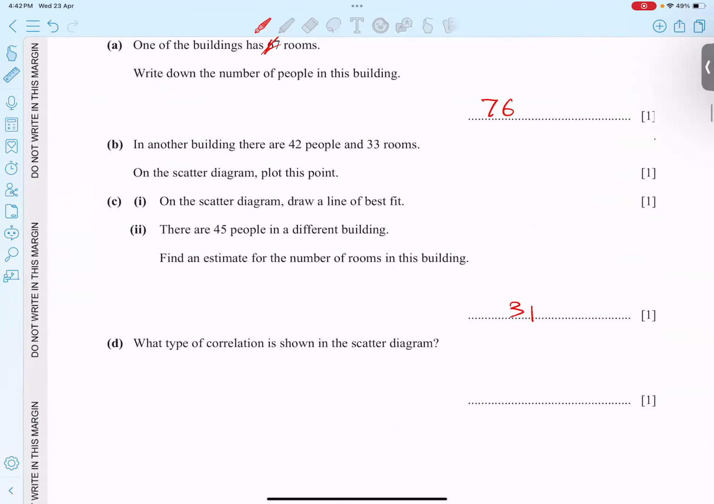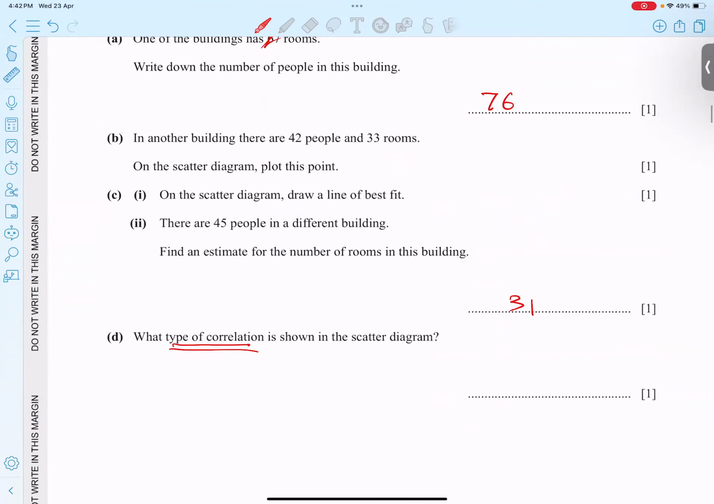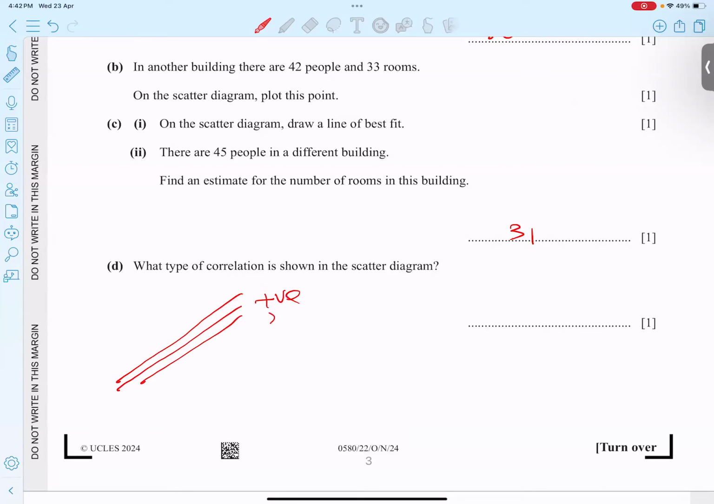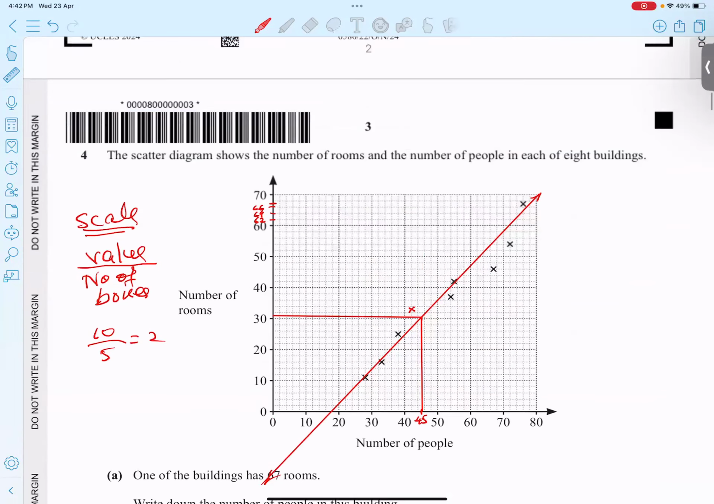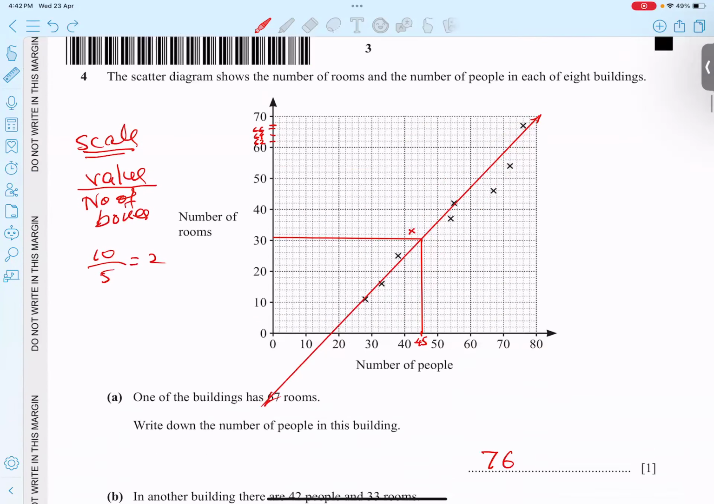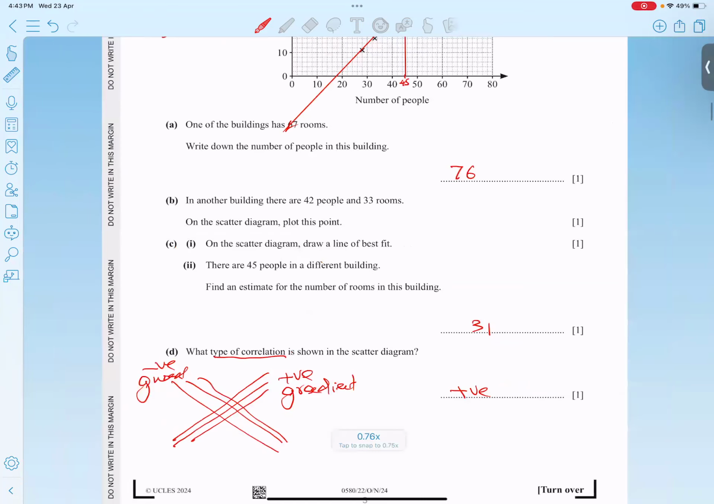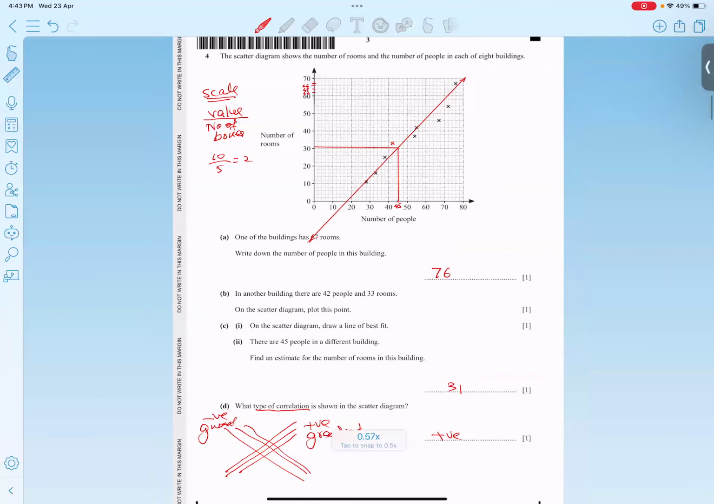Now, the last part: he is asking what kind of correlation. There are two kinds of correlation. Lines that go this way have a positive gradient, and when they have a positive gradient, it is called a positive correlation. If you have lines like these, they have a negative gradient and are called negative correlation. Now check it: is it a positive gradient? Yes, so we can say it has a positive correlation. That's simple, because he was asking what kind of correlation we have. I hope the concept is very clear, and let's go to the next page.